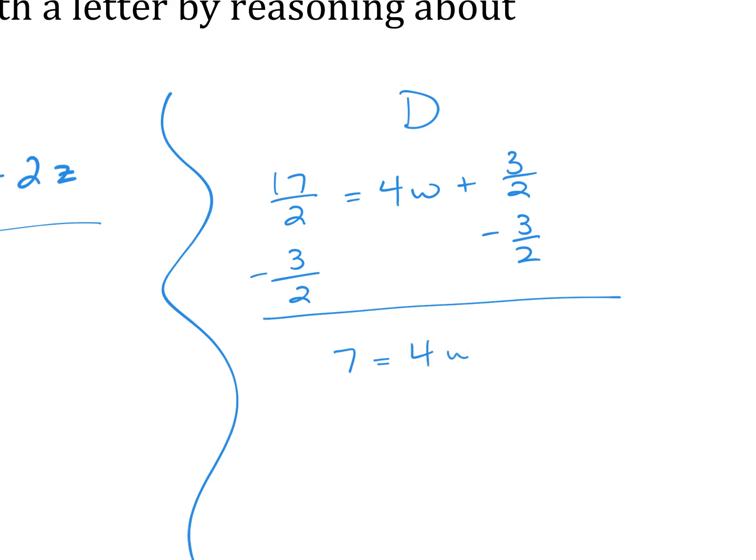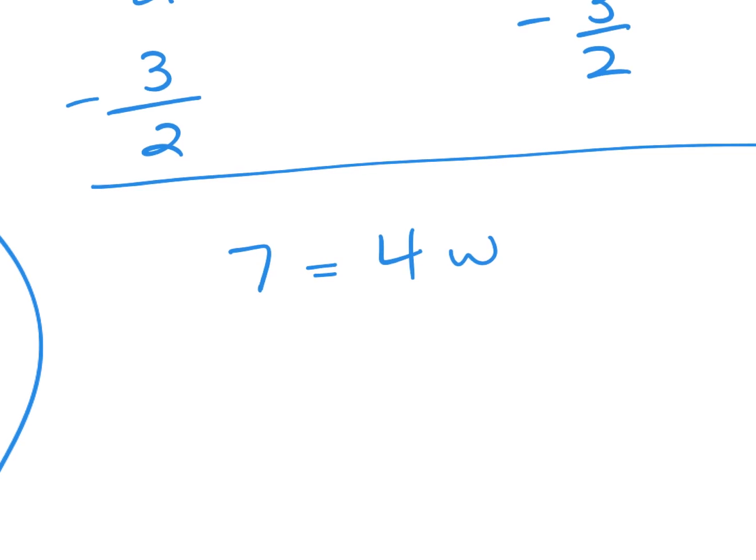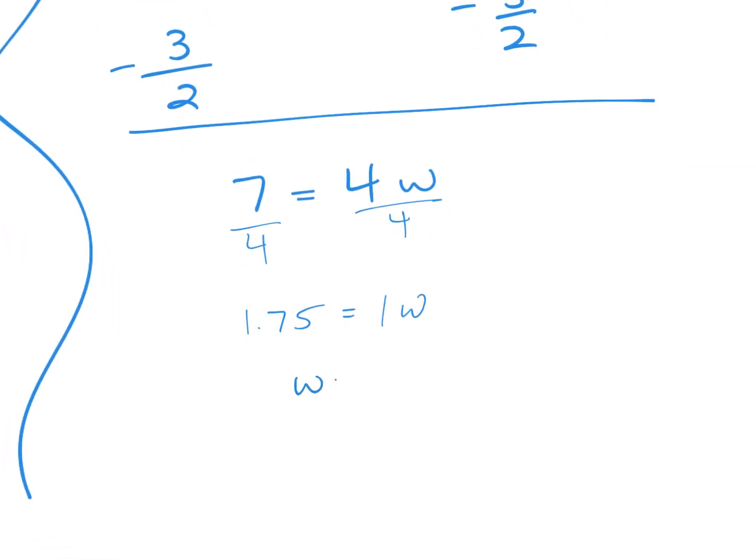I'm just going to write 7. So I have 7 equals 4w. So I need to split the 4w's into 4 groups since there's 4 of them. And I also need to split 7 into 4 groups. So when I divide both sides by 4, on the left, 7 divided by 4 is 1.75. And then when I do 4w's into 4 groups, there's 1w in each group. So therefore, w is equal to 1.75.